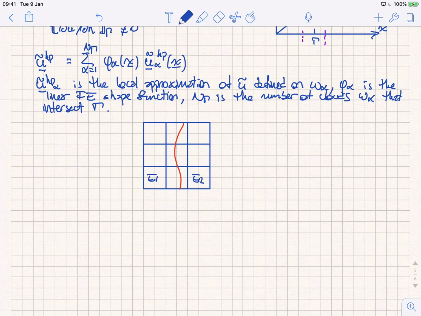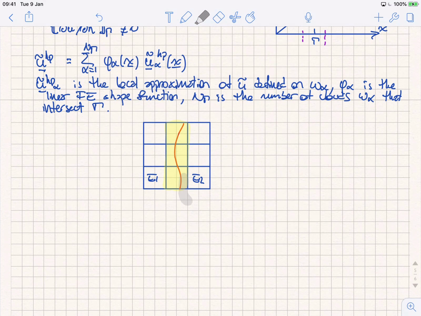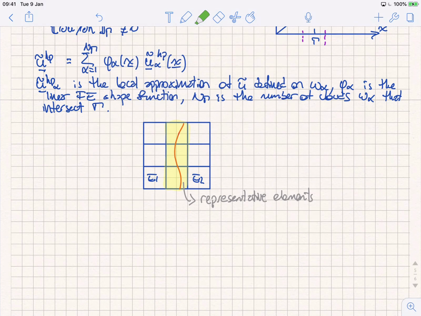And I'm going to introduce some terminology here. I'm going to call all these elements representative elements. Okay? And all of these here I'm going to call them blending elements.